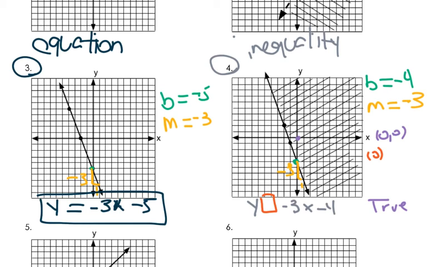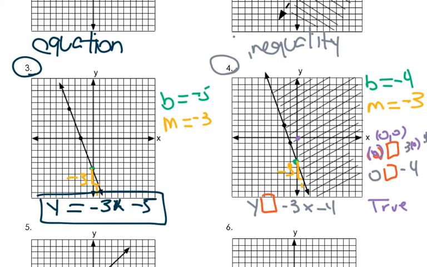Let me keep my colors in line. Hold on. Okay. Don't know what that something is, but it would be -3 times 0 minus 4. So I would have 0, I don't know what that inequality is, something -4. Well, I see that it's a solid line, so it has to be equal to it.